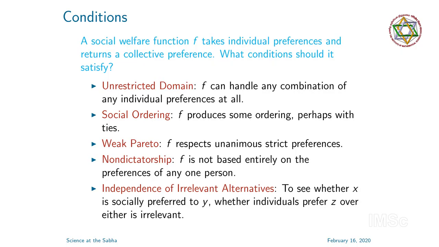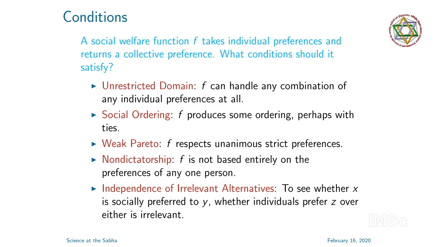One says that F can handle any combination of individual preferences at all. It should not be that it works only for particular combinations; people should be free to prefer as they like. Another is that the function should not give up. It should actually produce an ordering, maybe with ties. And it should respect unanimous strict preferences. That means if everybody prefers A over B, the final solution should prefer A over B. Even if one person differs, that may be different. But if there is a unanimous preference, that should be respected.